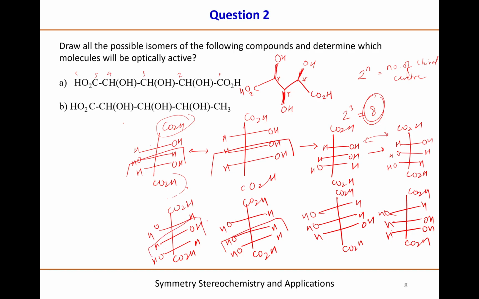So these four isomers are meso. Meso means they will not show any optical rotation. These four isomers are achiral and the other four are chiral. Okay. So you should differentiate between these isomers. This is the first case.